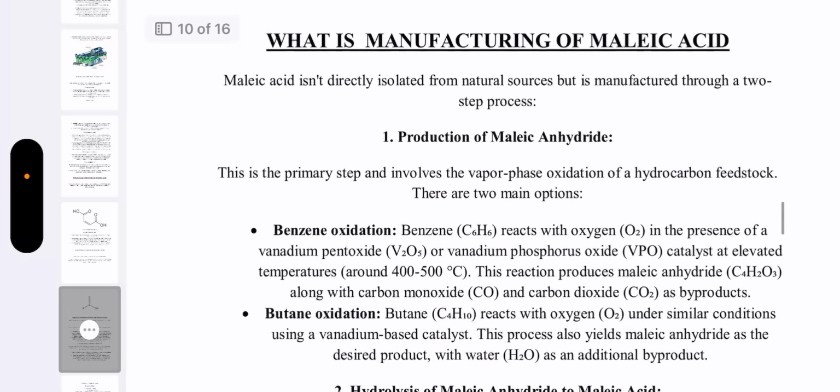What is the manufacturing of malic acid? Malic acid is not directly isolated from natural sources, but is manufactured through a two-step process.